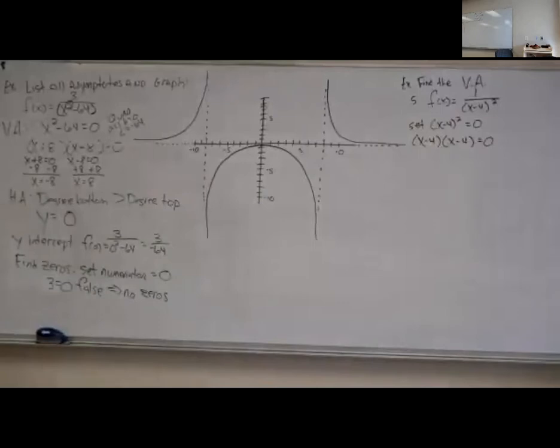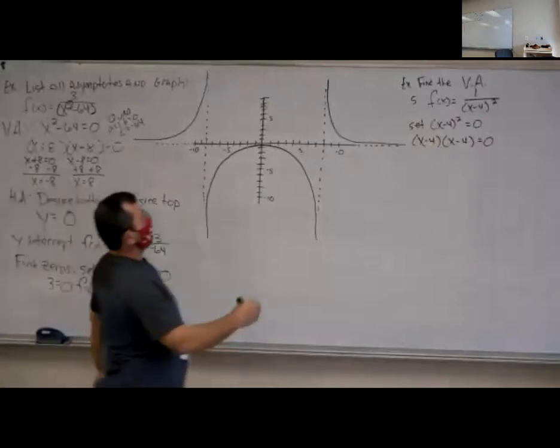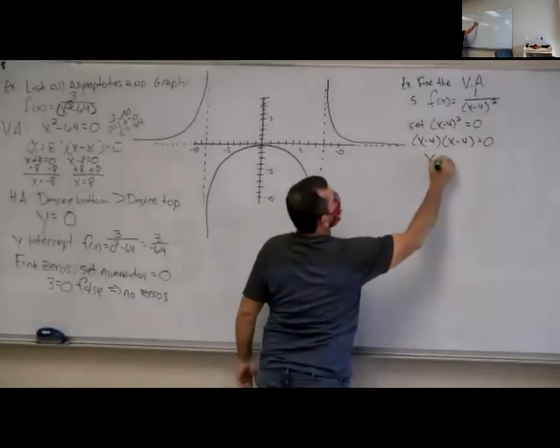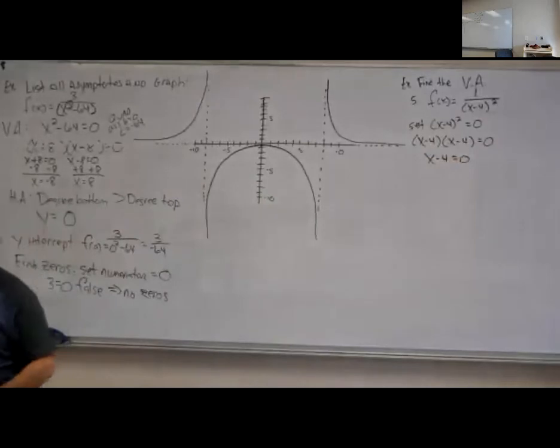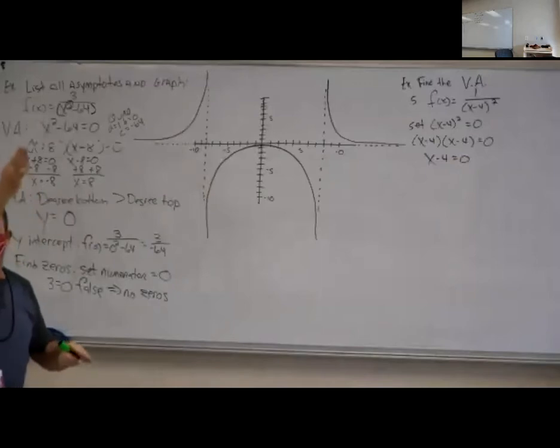Now, these are repeating factors. So I've only got to solve one of those, since it's a repeating factor. Now, what happens since that's got an even exponent of 2? It's not going to cross over the x-axis. It's going to come touch it and turn back up. Y'all have some questions like that on test 2 stuff.